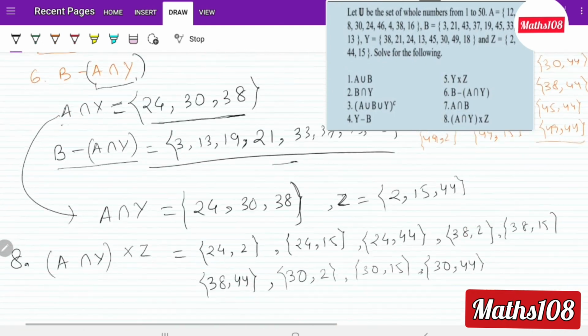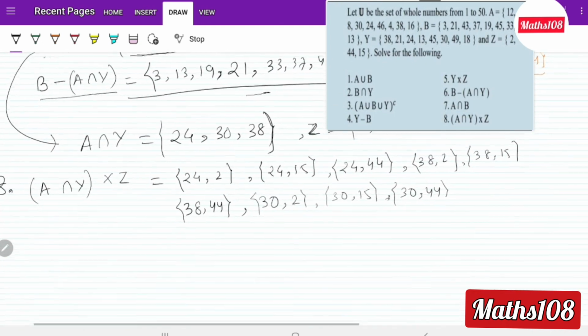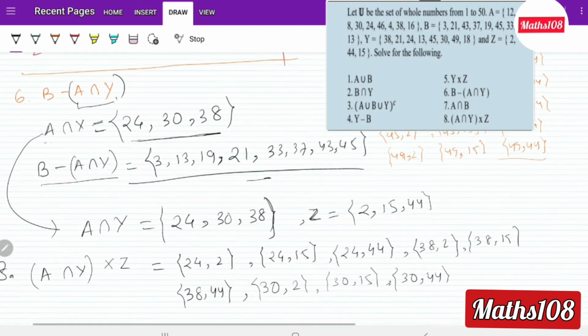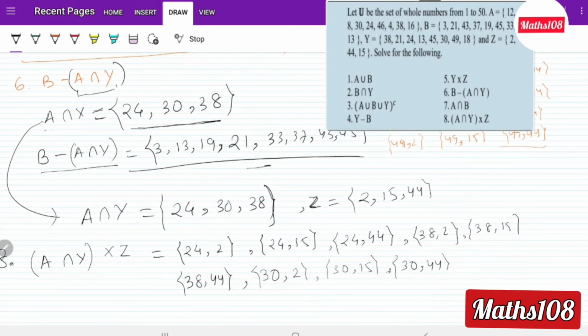After that, this is number 8. A intersection Y into Z. We have calculated A intersection Y over here in number 6. So we write that, and we write the elements of Z, and we product it in the Cartesian form. In Cartesian form. Thank you.